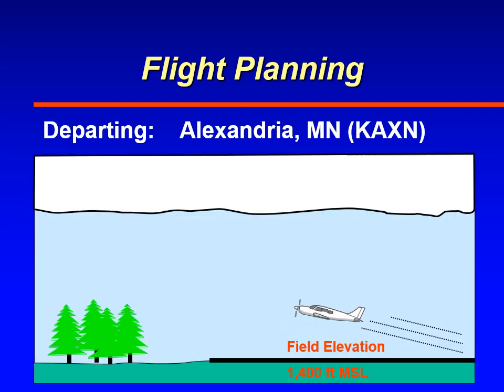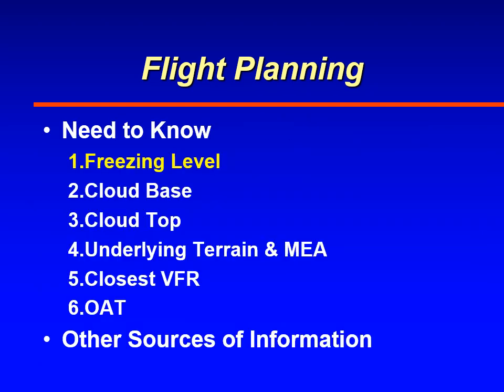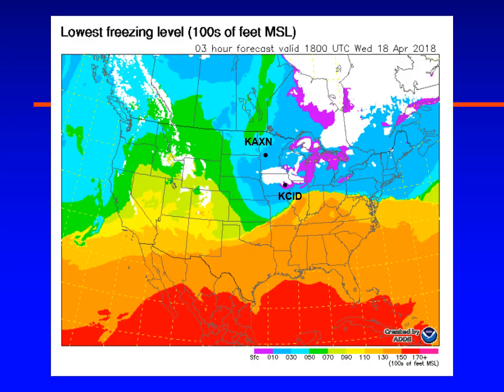We are departing Alexandria, Minnesota, which has a field elevation of 1,400 feet MSL. What we need to know is the freezing level. To do that, we're going to have to take a look at the freezing level panel. Here is the freezing level panel for that particular day, and it shows that Alexandria, Minnesota is in the range of between 1,000 to 3,000 feet MSL for the freezing level, and Cedar Rapids, Iowa is someplace between the surface and 1,000 feet MSL.